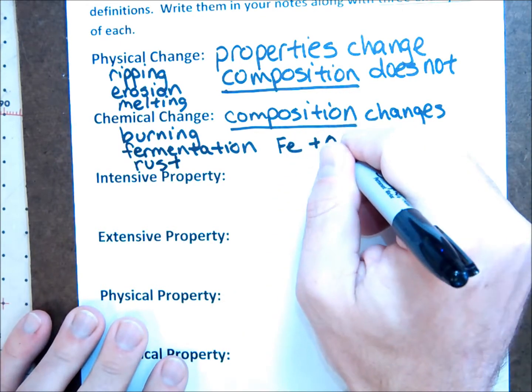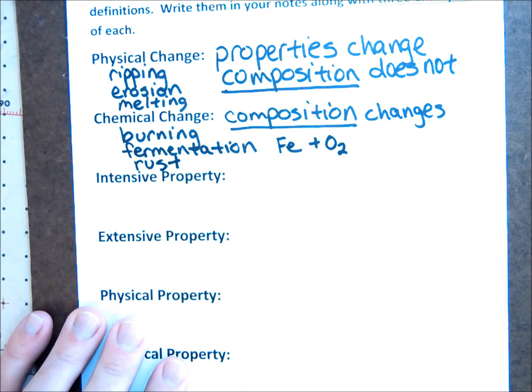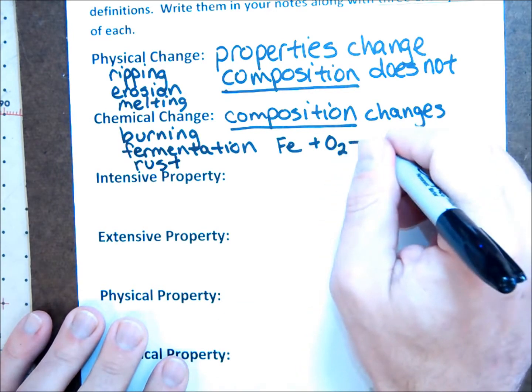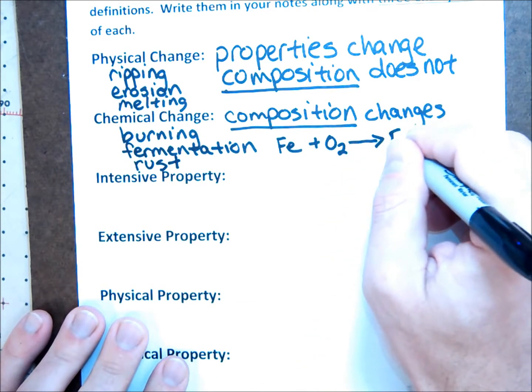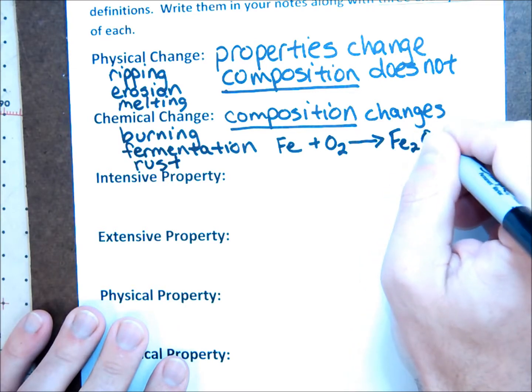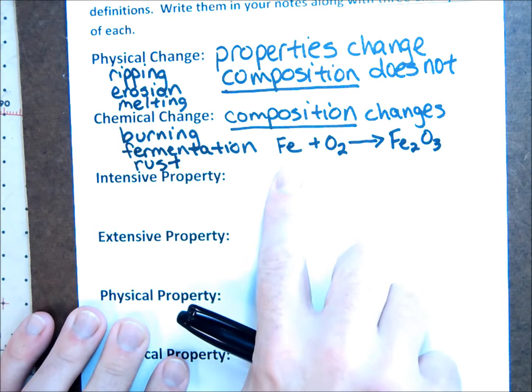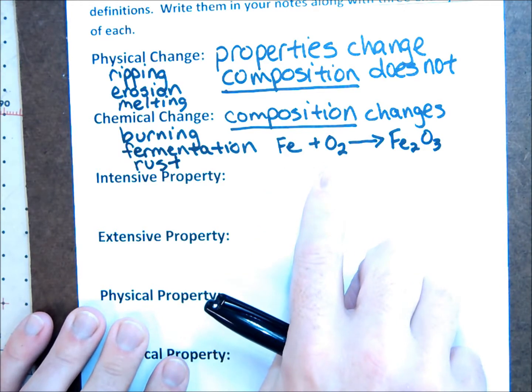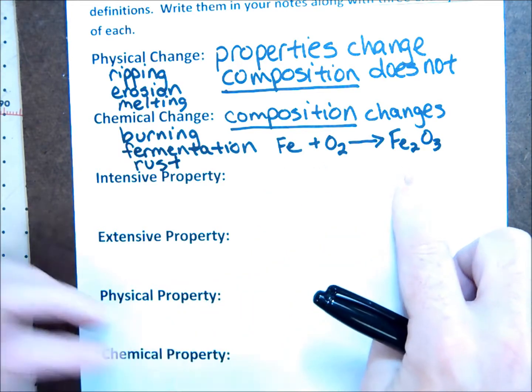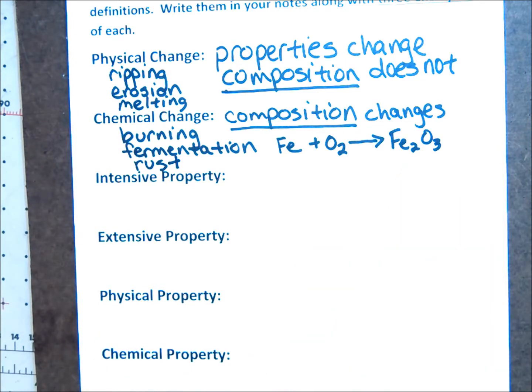Rust. And here's what rust looks like in the formula. You don't have to write this down. That stands for iron right there. Iron is a metal that rusts very easily. What it does is it reacts with the oxygen that's in the atmosphere. And the rust that you see is actually this formula. So I had Fe, I had O2, and my new thing is Fe2O3. So the composition changed.